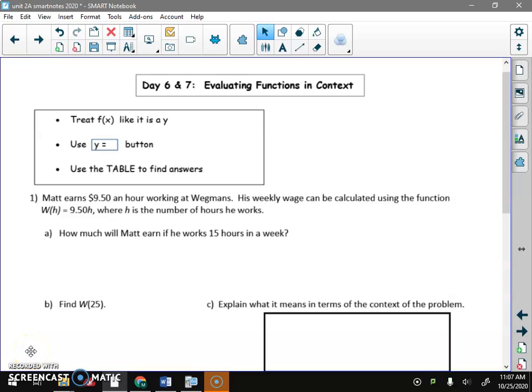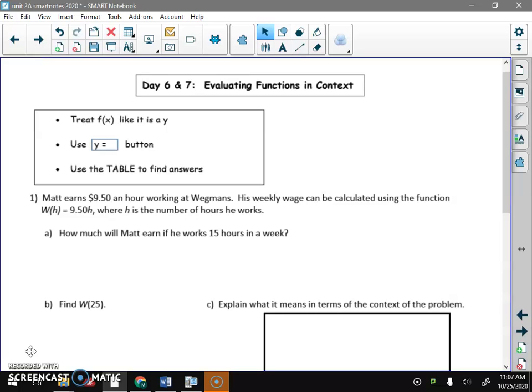Hello again, guys. We're going to do 2 more days of functions, but how we're going to differ them today and tomorrow is we're going to do them in context. So not only do we have equations, not only do we have our calculator, we're going to do evaluating, but we're also going to put some words to them. All right, so let's get started.